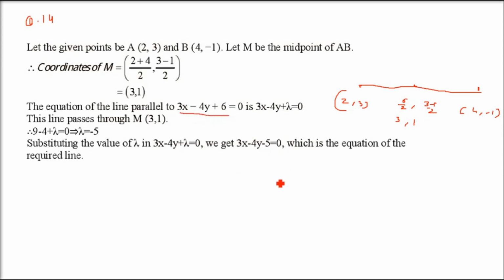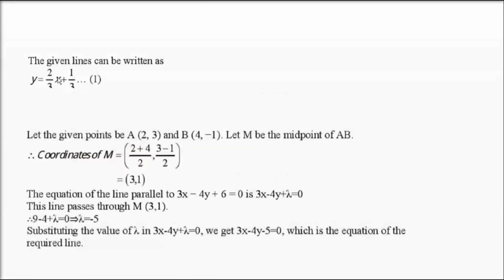A line which is parallel to 3x minus 4y plus 6 equals 0 will be 3x minus 4y plus lambda equals 0. The first and second terms remain the same. We just add a lambda. And since this line is passing through (3, 1), put x as 3, y as 1. You are going to get 9 minus 4 plus lambda equals 0, and lambda is going to be minus 5. Put it back here: 3x minus 4y minus 5 equals 0 will be the equation.